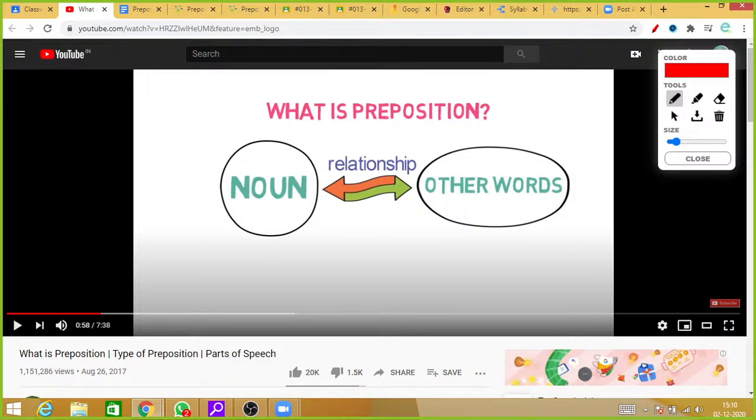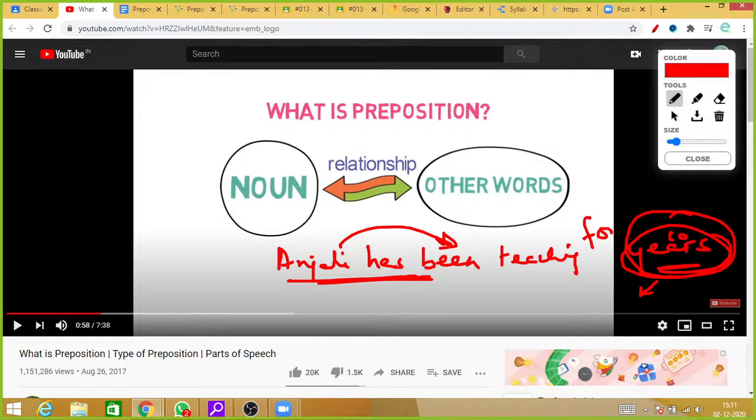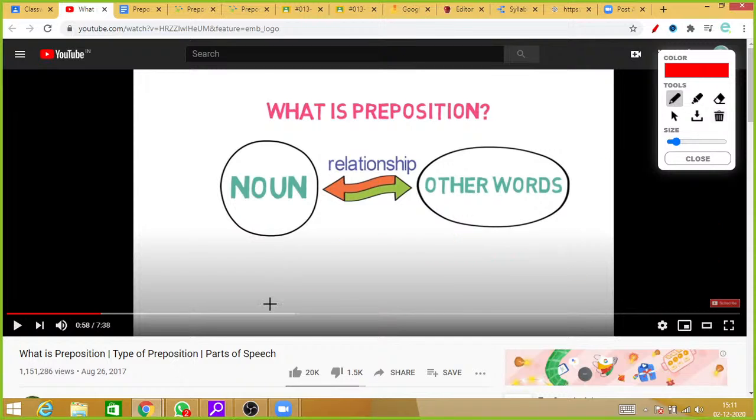We could also be talking about, say, Anjali has been teaching, and I say years. So what is the relationship between Anjali has been teaching with years? For 10 years, say, for example. So what is the relation between Anjali has been teaching and 10 years? So the noun with this period: has been teaching for 10 years. So this for then becomes a preposition. Okay? So let's see the video now.